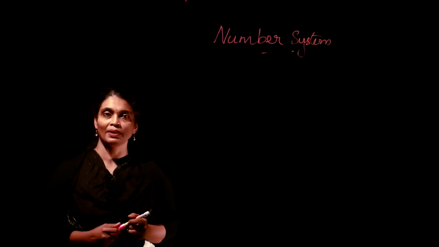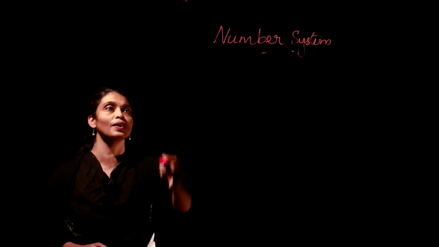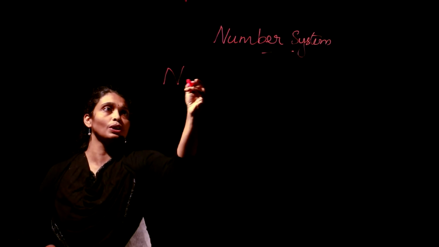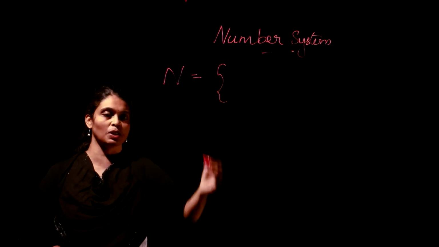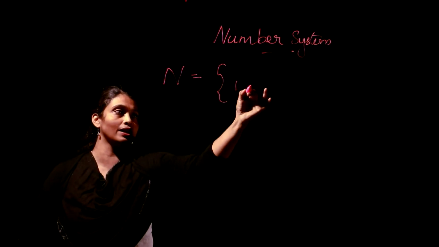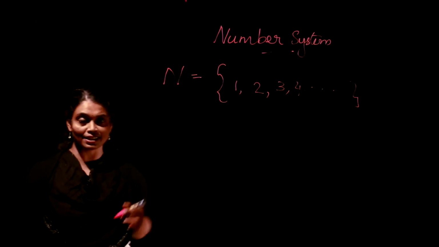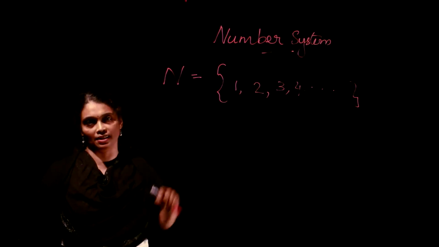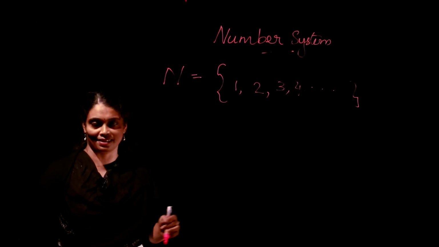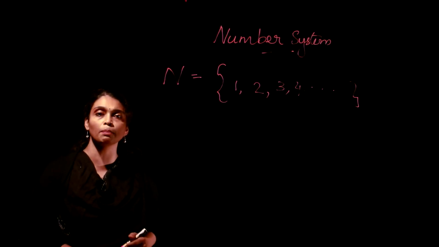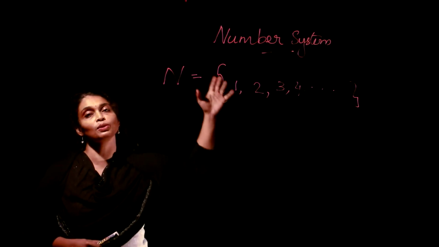Number system. In the number system, first we learned counting numbers or natural numbers. It has the symbol N. This natural number set consists of 1, 2, 3, 4, etc., and it goes to infinity. It is not stopping. Why? We can add numbers to it. When you add 1 to any number, you will get the next number. Then how can we stop anywhere? So it goes to infinity.